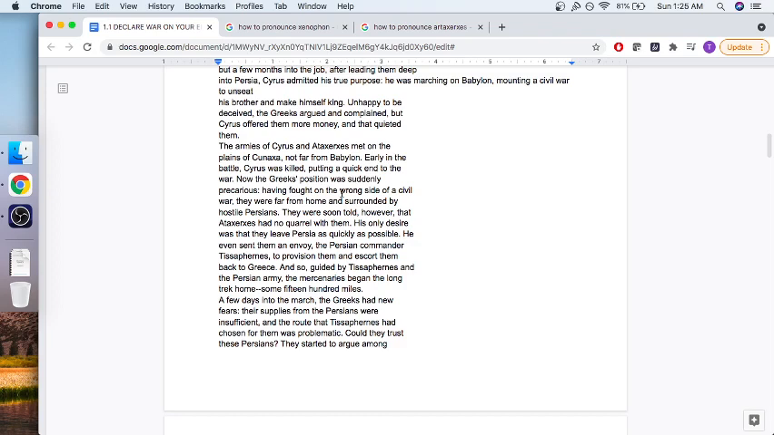They were soon told, however, that Artaxerxes had no quarrel with them. His only desire was that they leave Persia as quickly as possible. He even sent them an envoy, the Persian commander Tissaphernes, to provision them and escort them back to Greece. And so, guided by this commander, the Persian army and the mercenaries began the long trek home, some 1,500 miles.